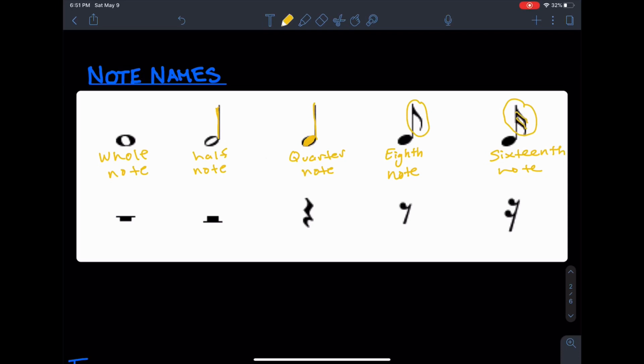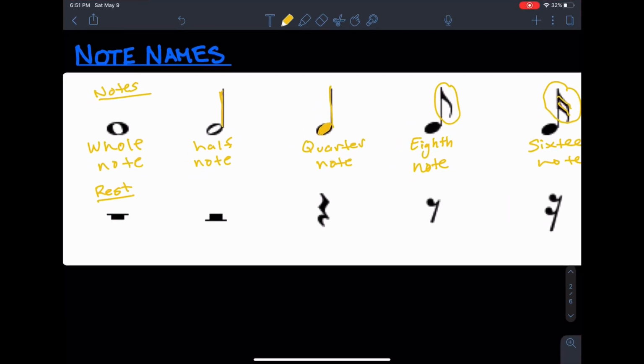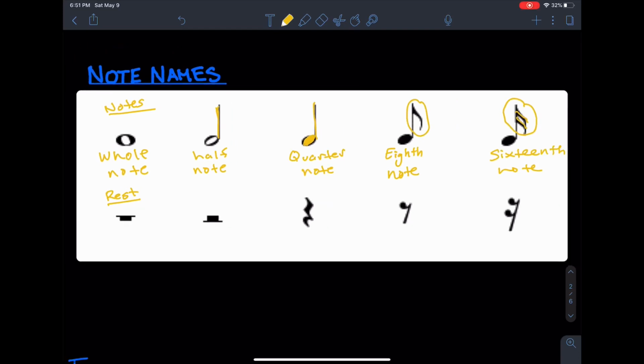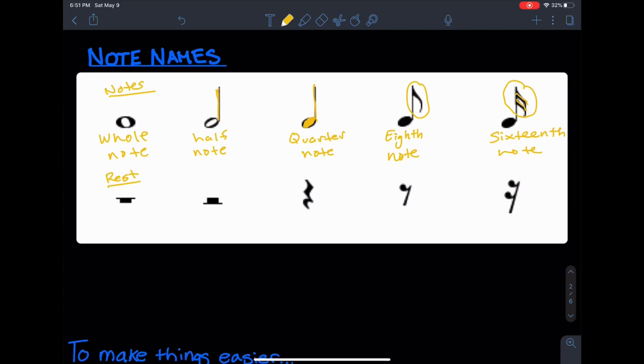Now we have these things at the bottom. These are our notes up here at the top, and these are our rests. Rests have the exact same value as their respective notes, and they're called the exact same thing. So in all senses, they're the same as the note equivalent, except you don't play when you encounter a rest. You just stay silent. So I'll name them. Here we go.